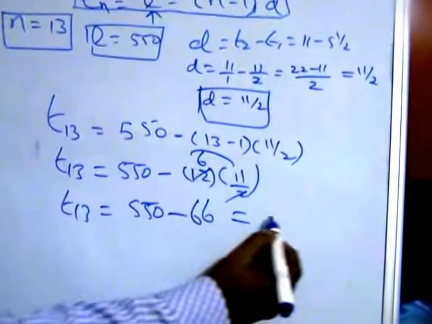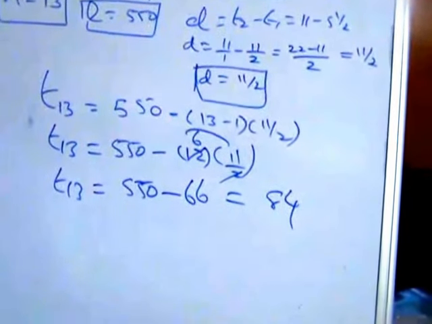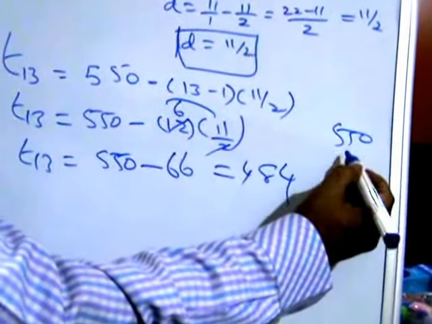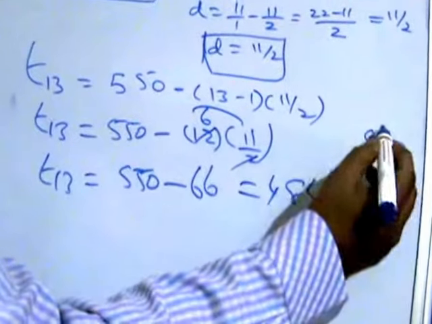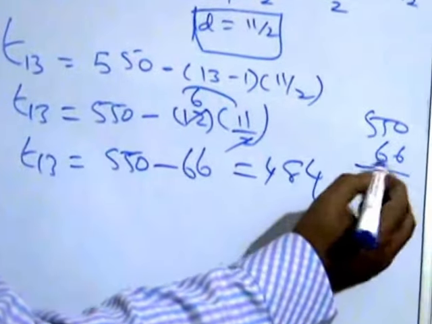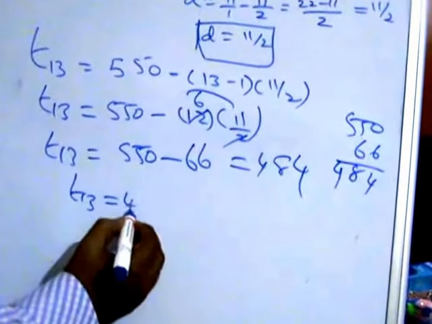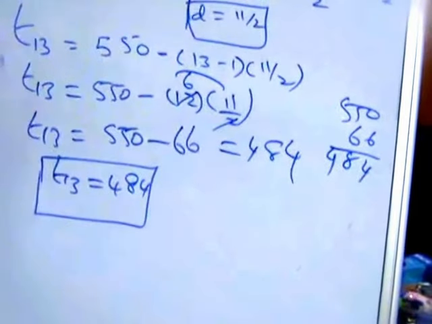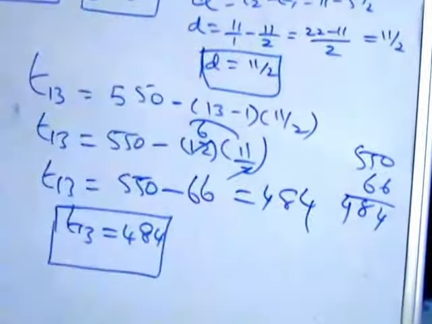When you subtract this, 10 minus 6 is 4, 14 minus 6 is 8, so 484. Again I repeat, 550 minus 66: if you subtract, 10 minus 6 is 4, 14 minus 6 is 8, 484. So the 13th term from the end is nothing but 484. Though the sum involves fractions and whole numbers, the answer is a whole number. So note this sum.